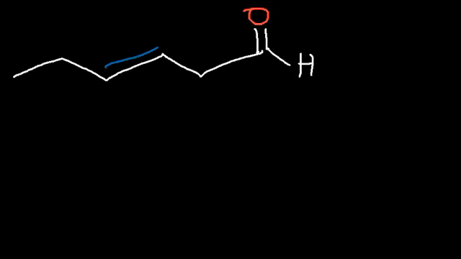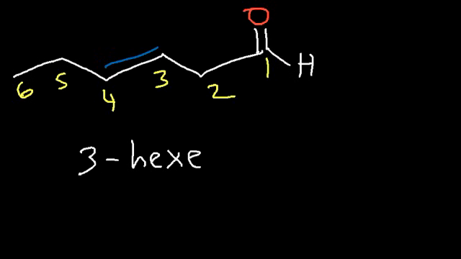What about this one? Feel free to pause the video and name this particular example. So we have an alkene on carbon 3, and we have a 6-carbon aldehyde. So this is going to be called 3-hexenal, since the alkene is on carbon 3, and then 3-hexenal.